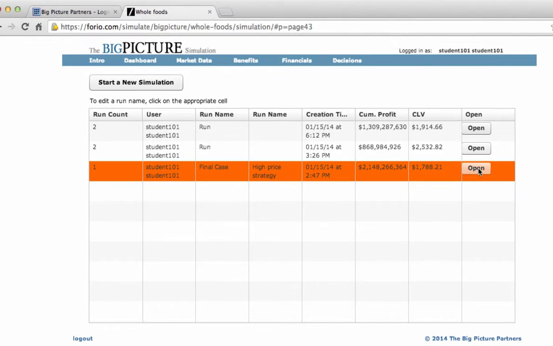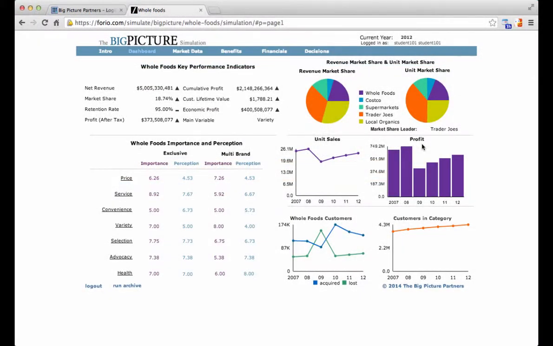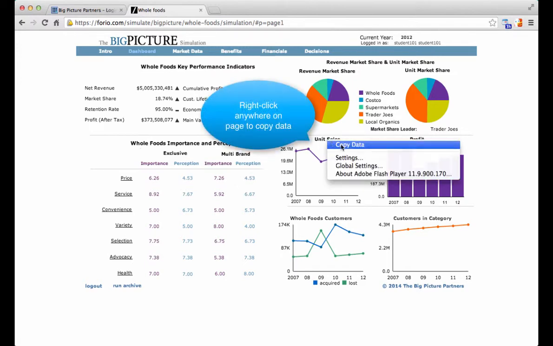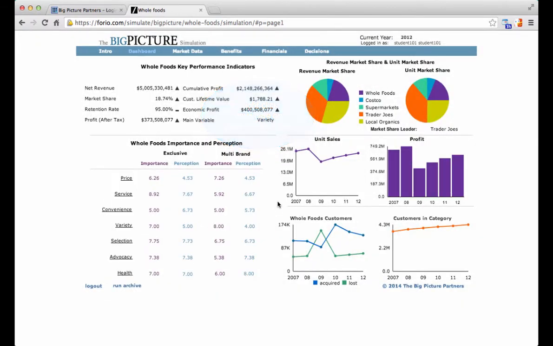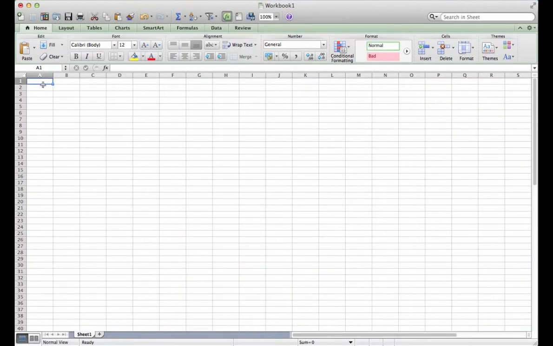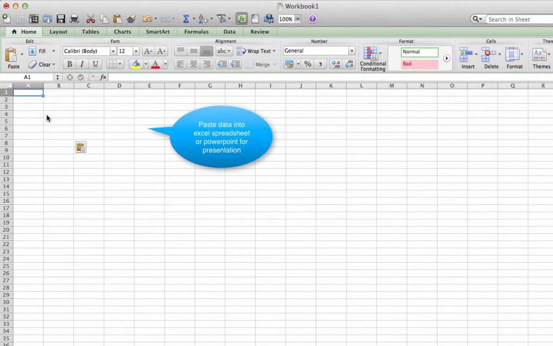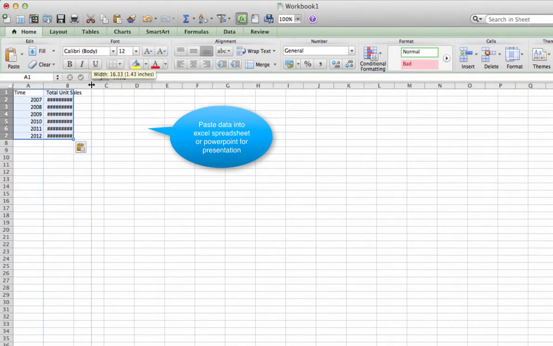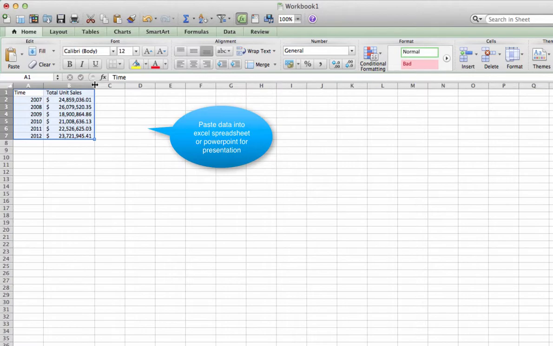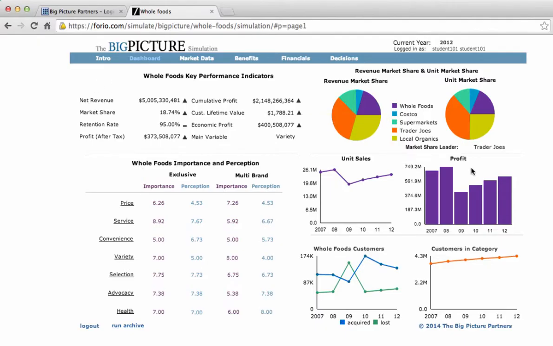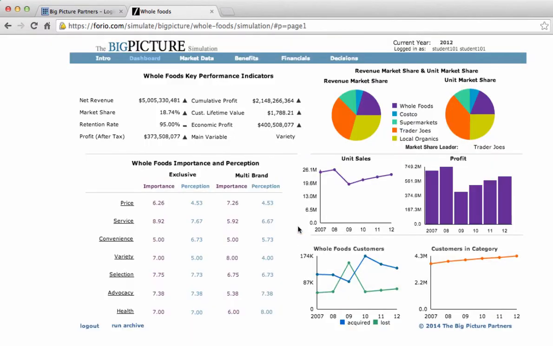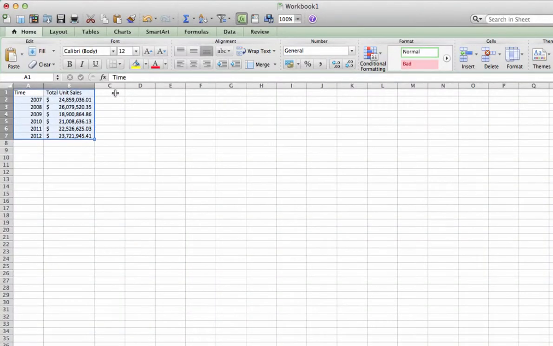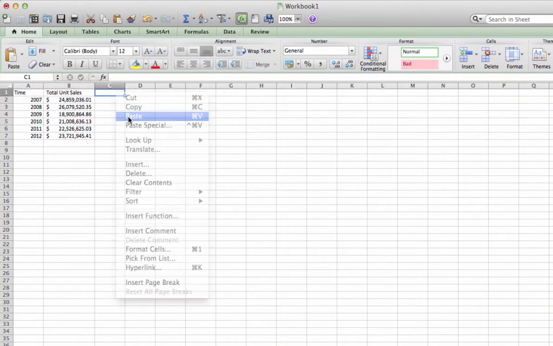If you are preparing any type of report, then you can simply click on Open, and you can open the simulation that you're interested in reporting out on. For reporting out, one of the easiest things to do is simply right-click in any area on any screen. This will allow you to copy the data in that area, and then you can paste it into an Excel sheet, a Word document, or a PowerPoint presentation. You can find this ability to copy throughout the simulation, again simply by right-clicking and then selecting Copy Data.